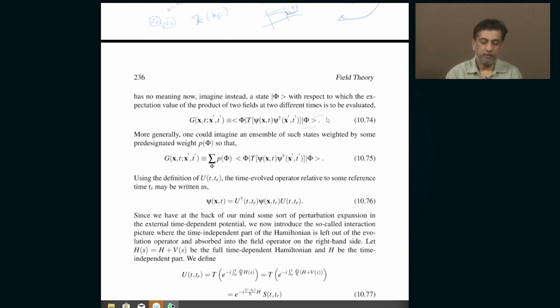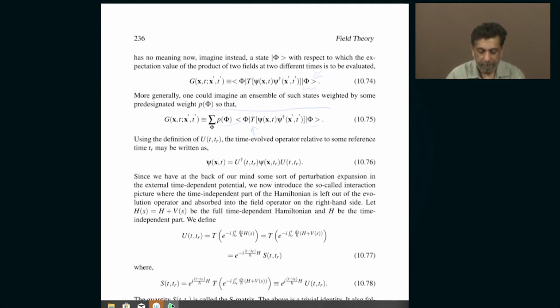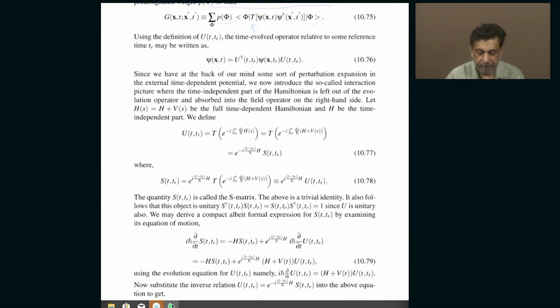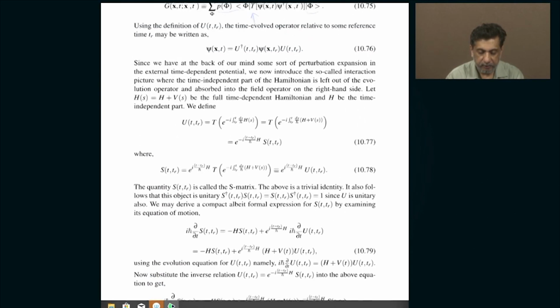So the idea is that you first make a mental note that in general the Green's function that you will be dealing with, even if you are successful in defining time ordering in some appropriate way, you will have to not just find the expectation value of these two operators, but rather perhaps you will be compelled to form a kind of an ensemble average over some probability distribution.